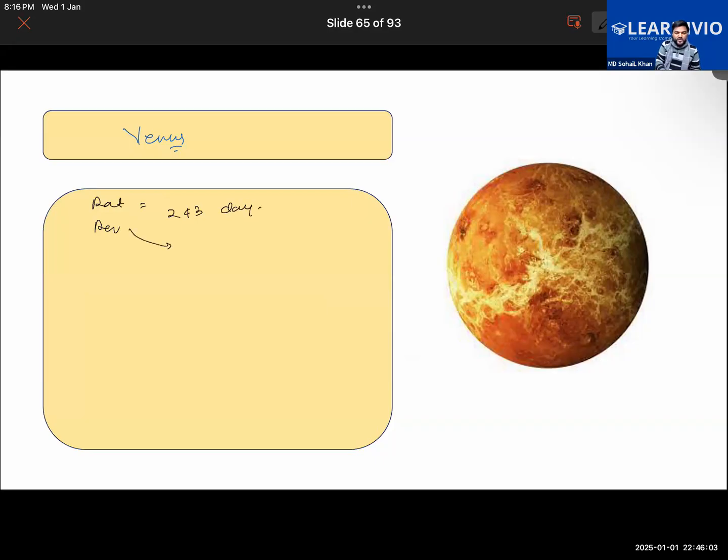About the revolution, it takes about 225 days. Okay, 225 days to do a revolution around the sun. That should be clear so far.